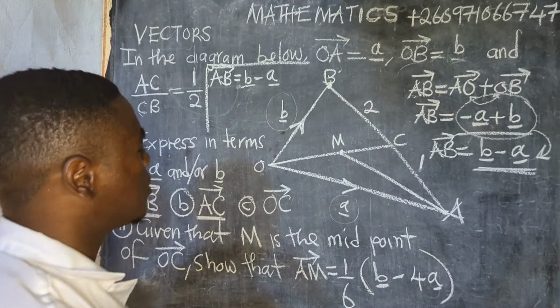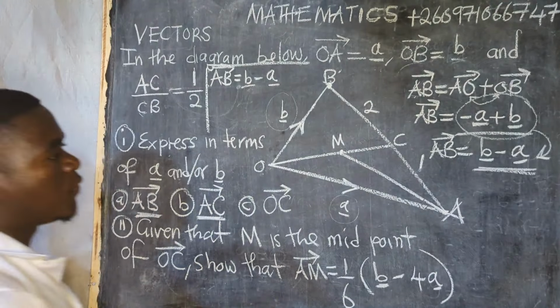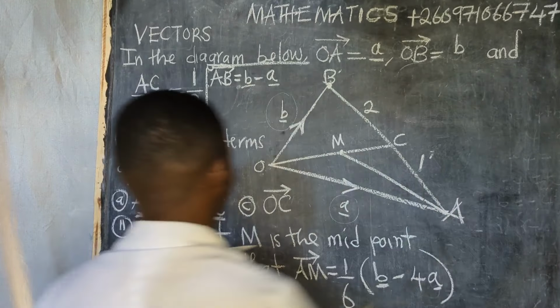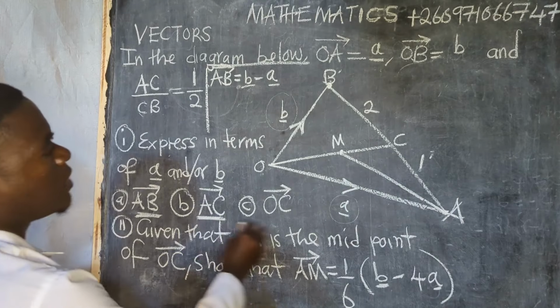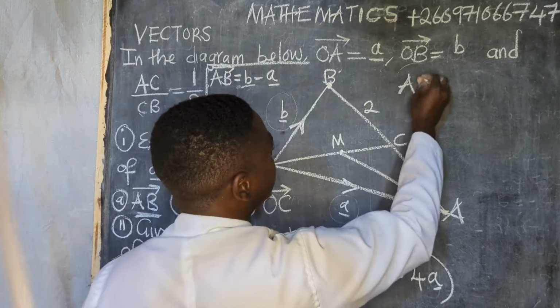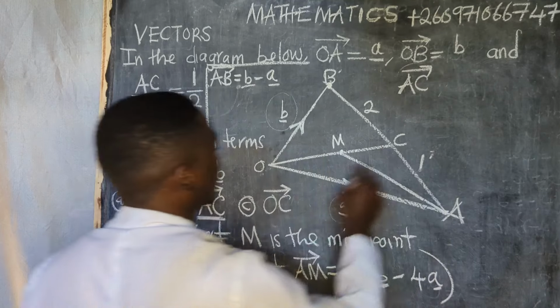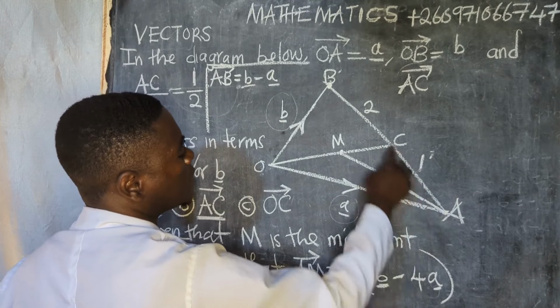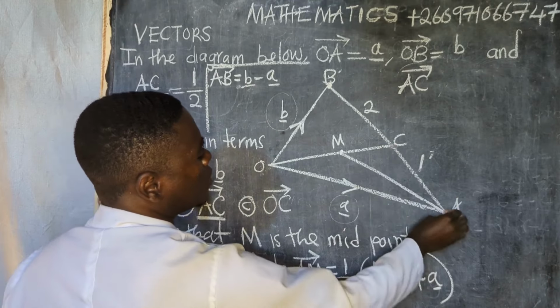Hope you are able to see what is happening, and you are able to follow the procedures. So I move to AC. Where is AC? AC is just right here. Vector AC. How can I answer AC? Have you seen? AC is 1.